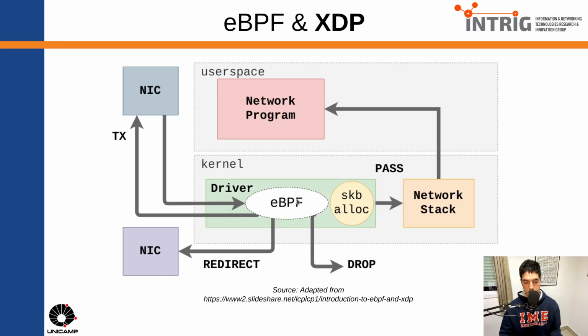and we can have a lot of actions. You can apply a lot of actions in this program, for instance, redirect to another packet, drop, or pass to the network stack. So that's why the XDP is so fast, because it's the lowest level execution.